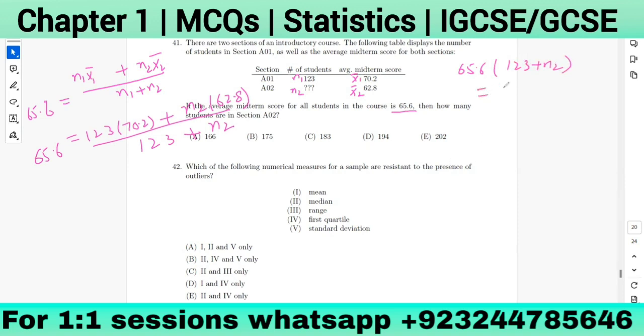which will give you, what is 123 into 70.2? 123 multiplied by 70.2. Do the right calculations, please. 8634. 8634 plus 62.8 and N2. So 65.6 into 123. 8068.